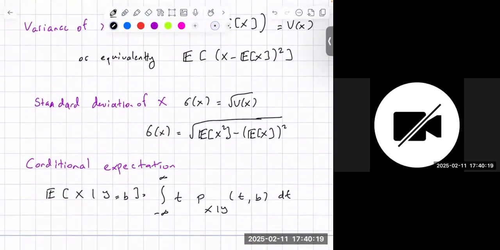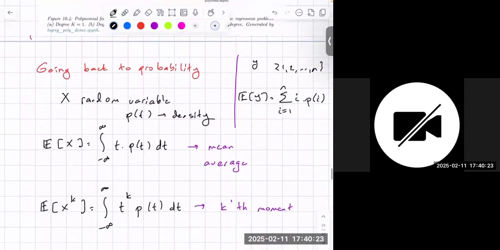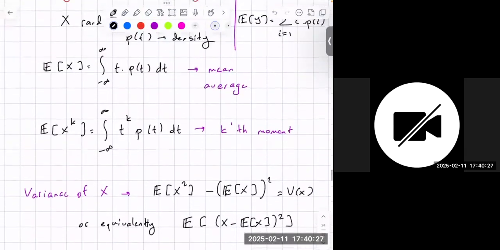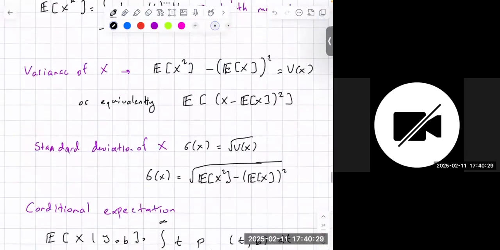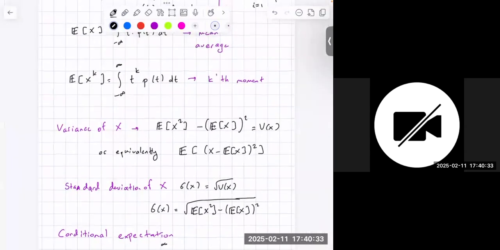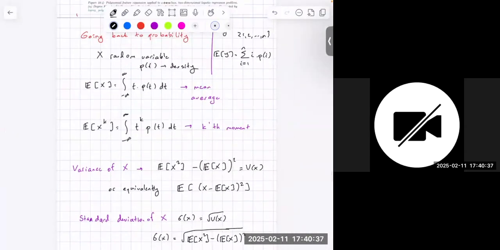Okay, good. Now we talked about expectation, which is average. We talked about the kth moment, and the second moment gives you the variance and standard deviation. And I showed you a picture called data source, which gives you a whole bunch of different data sets that have the same expectation and same variance.